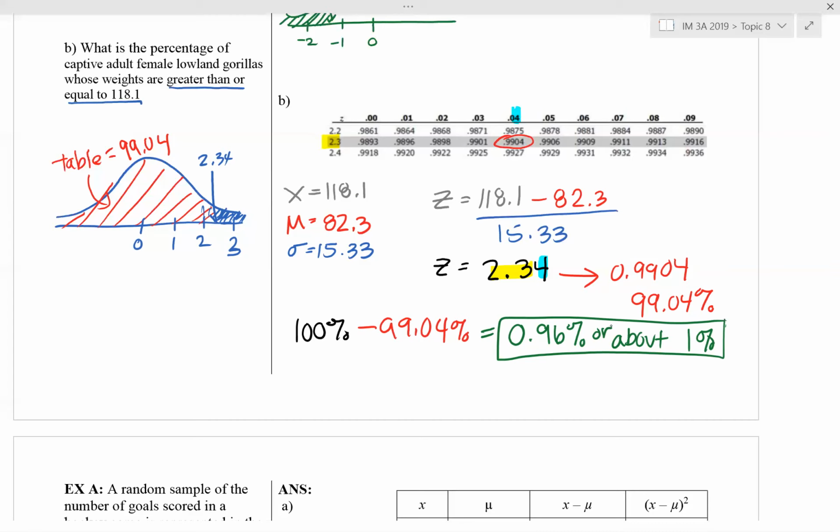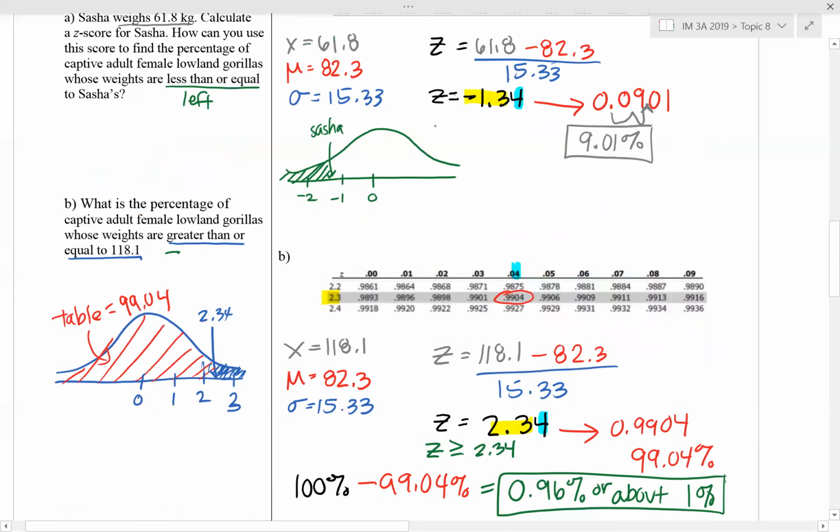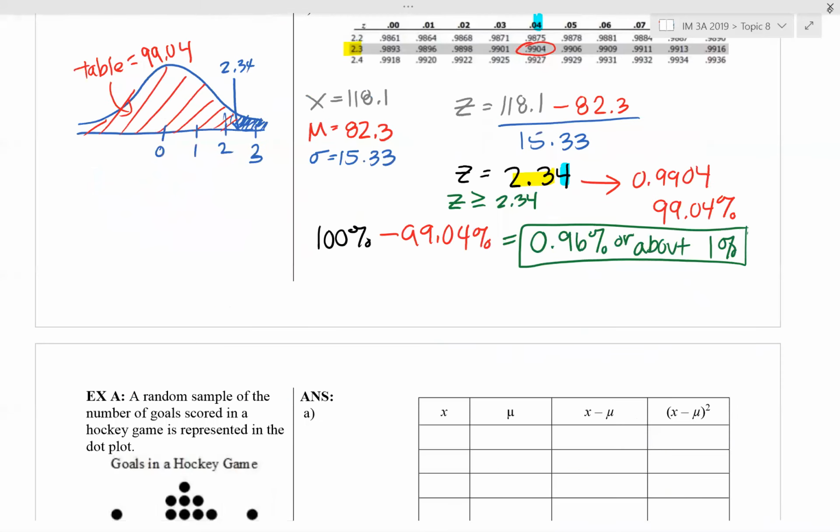There's another trick that you can do for this. So this is when this is telling me it wants the value that z is greater than or equal to 2.34 versus this one was giving us, it wanted the value z is less than or equal to negative 1.34. So when it's less than, I'm just looking at the table. When it's greater than, I have to find the less than and subtract it from 100.